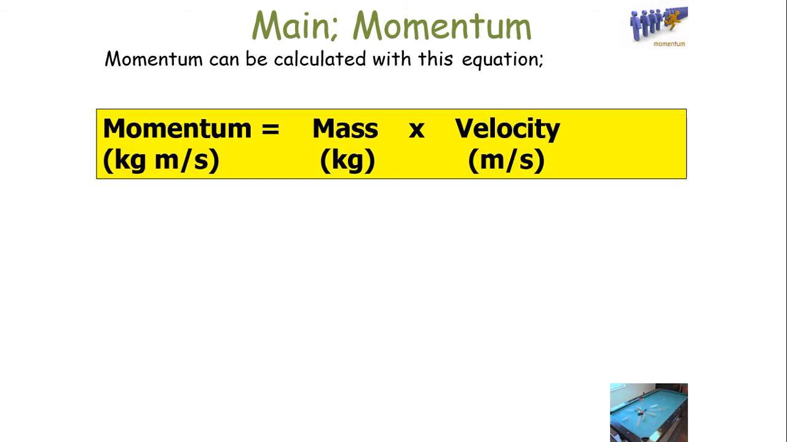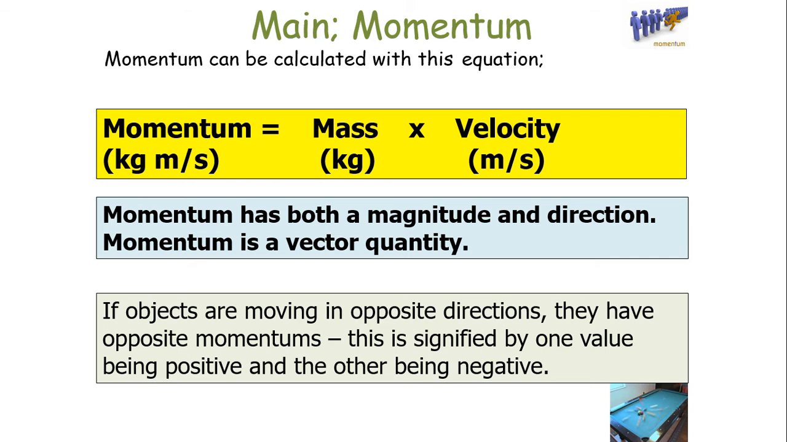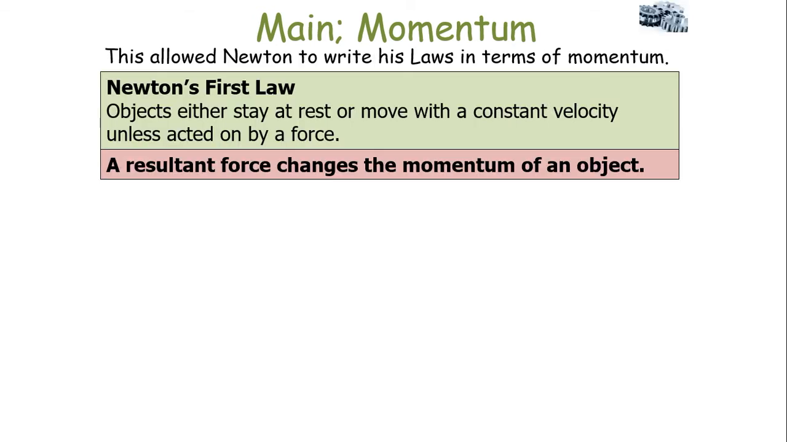Momentum is equal to mass times by velocity. It has both a magnitude and a direction because momentum is a vector. And if objects are moving in opposite directions, they have opposite momentums. This is signified by one value being positive and the other value being negative. And if you're not given a clue in the question as to which one is positive and which one is negative, you can decide that for yourself. So that's very, very important to understand.